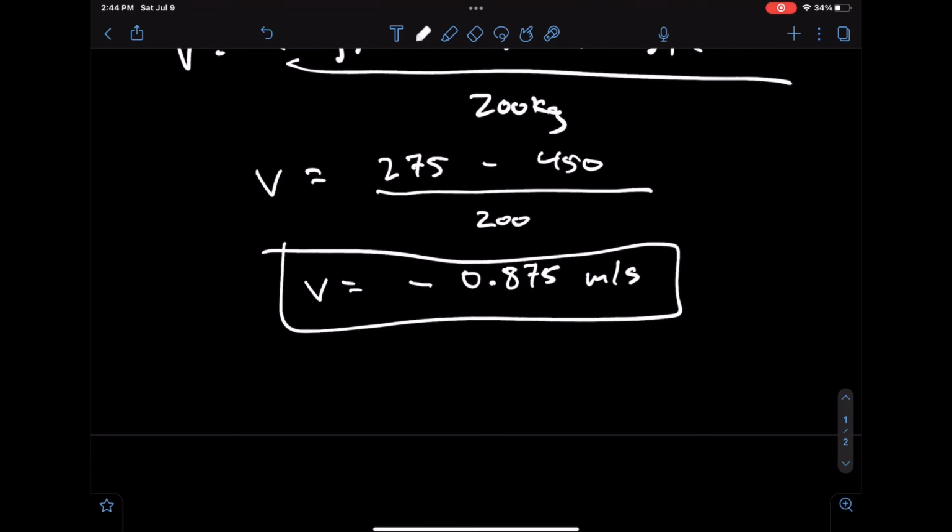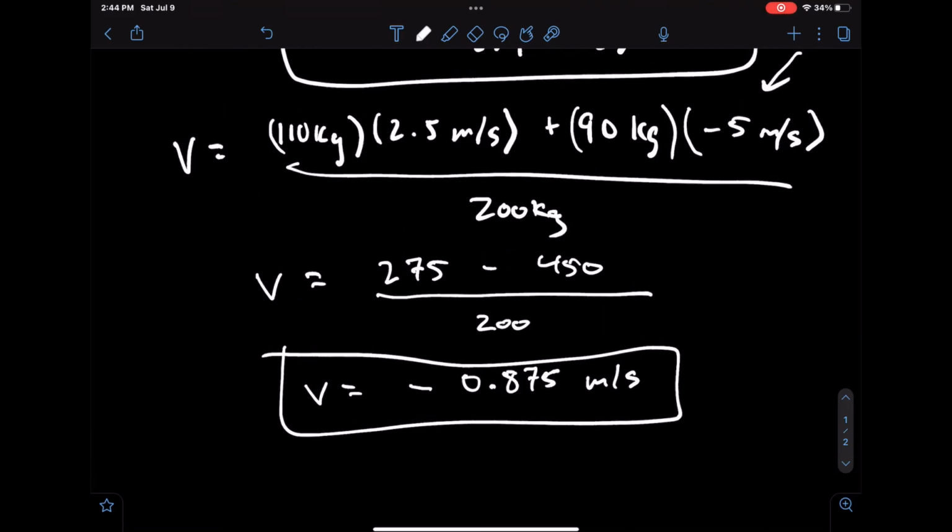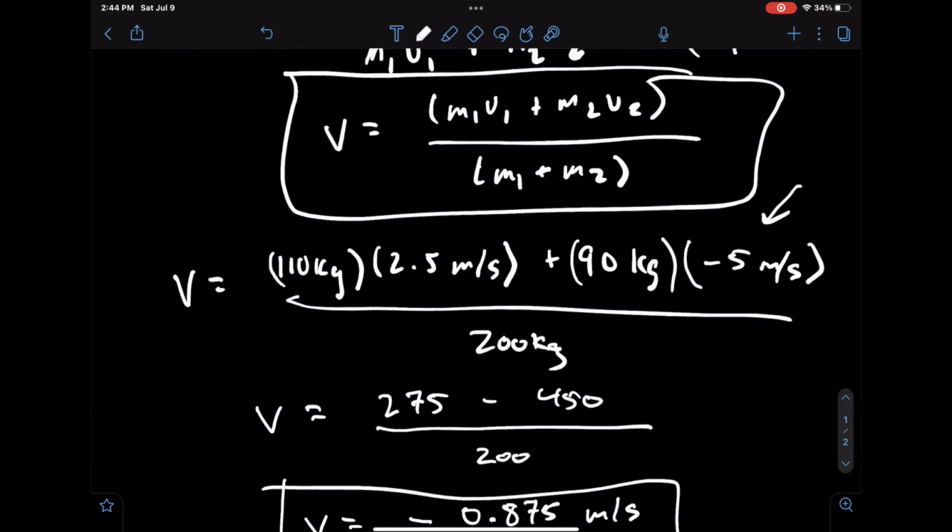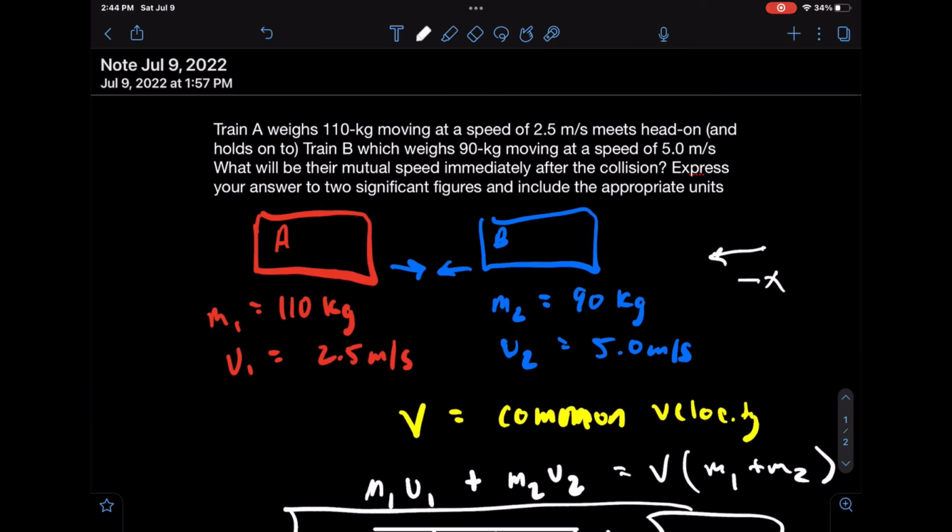Now, some of you may be wondering what the negative sign is doing after all this. So the negative sign just means that after they collide, the common velocity, or the movement of both trains, will be moving in the negative x direction. Therefore, after train A and train B collide, they will stick together and move in this direction.